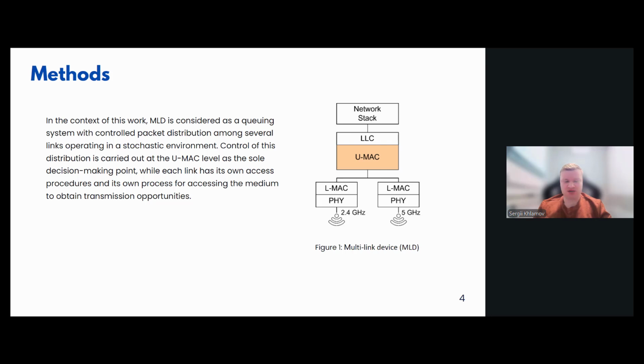In the context of this work, MLD is considered as a queuing system with controlled packet distribution among several links operating in a stochastic environment. Control of this distribution is carried out at the UMAC level as the sole decision-making point, while each link has its own access procedures and its own process for assessing the medium to obtain transmission opportunities.